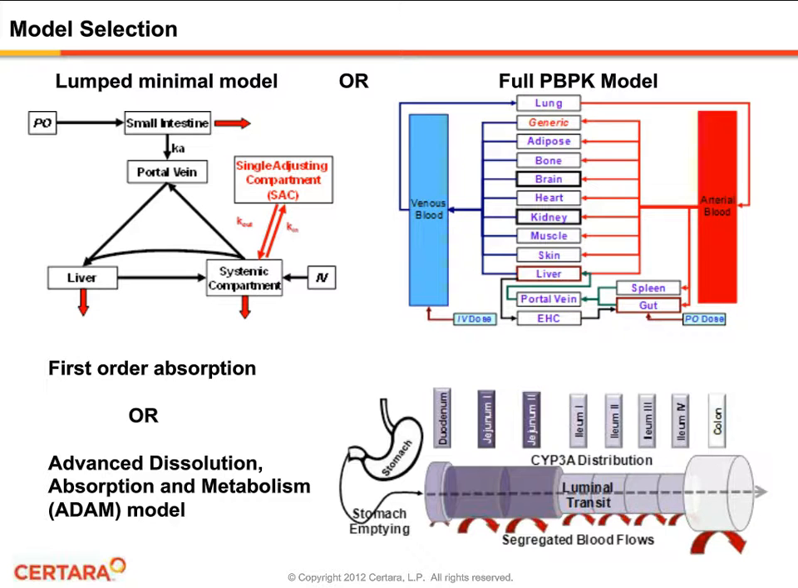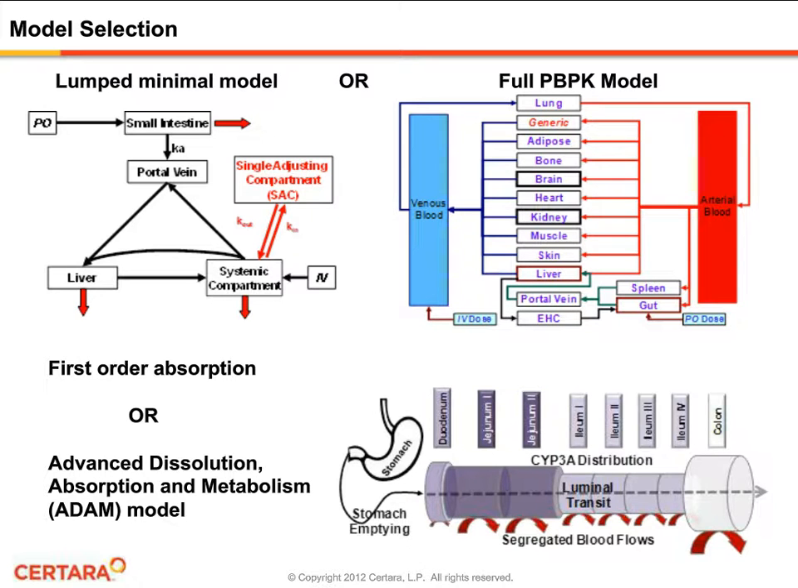In terms of the absorption side of things, we can simply assume first-order absorption, or we can apply a more mechanistic model, and in this particular case, it would be the ADAM model, which is the Advanced Dissolution, Absorption, and Metabolism module. If you're interested in having a look at the regional distribution of 3A4 and PGP along the intestinal compartments, or simply wanted to have a look at the formulation side of things. But obviously, using these more complex models, you do need more data to drive them, and therefore it's very important at the start of the project to decide what is the question you're trying to answer before you go on and have a look at the model selection.